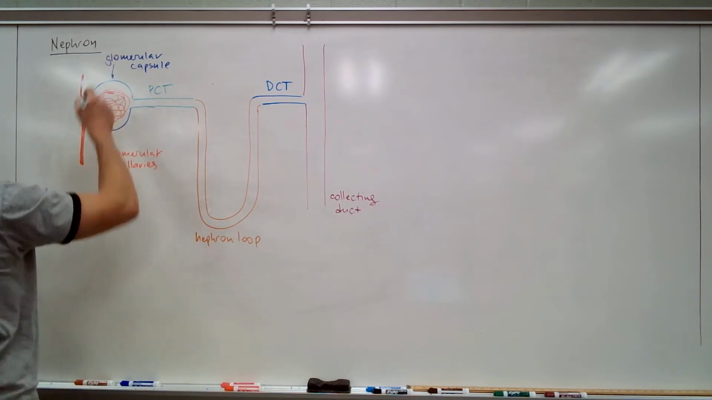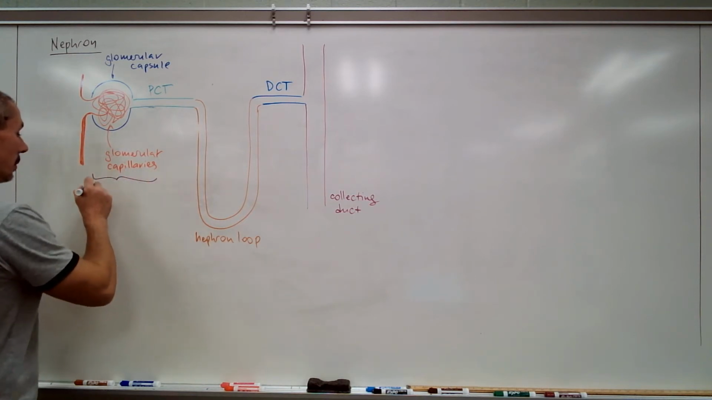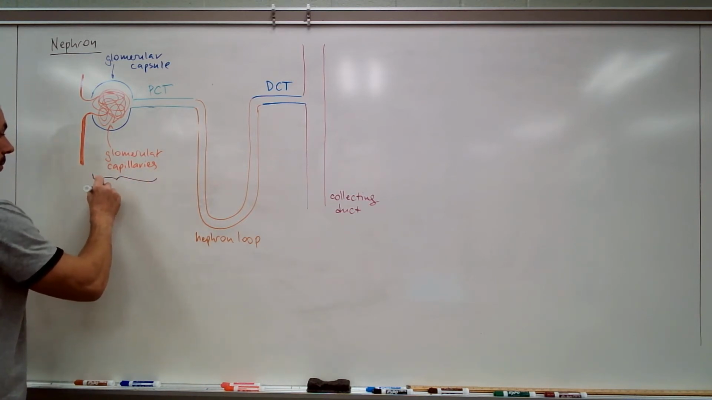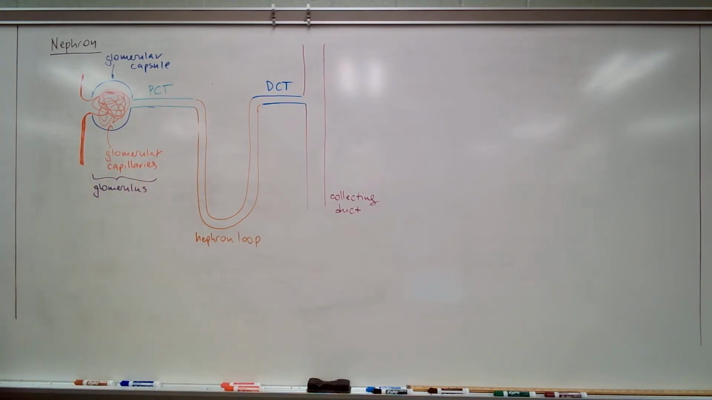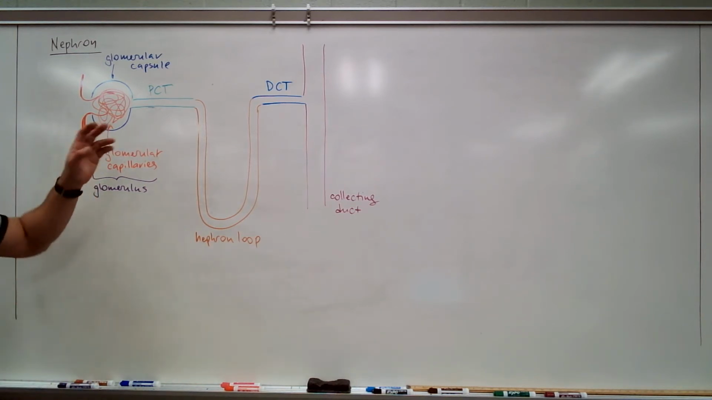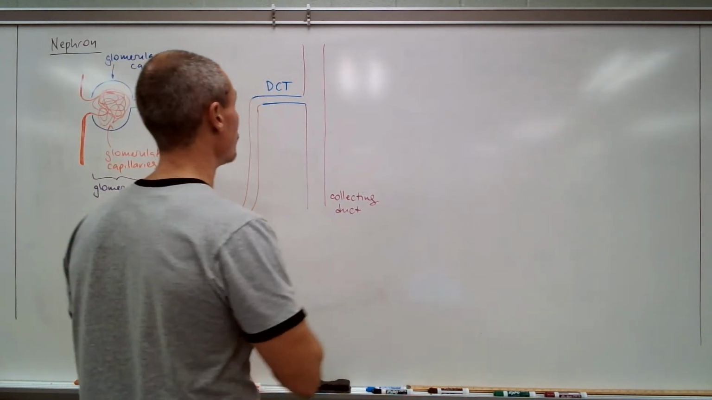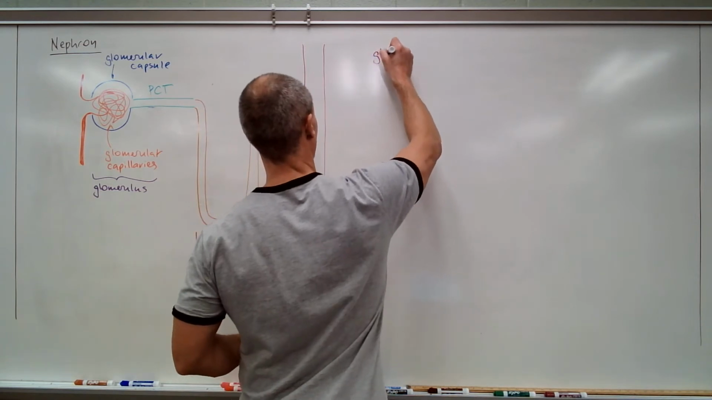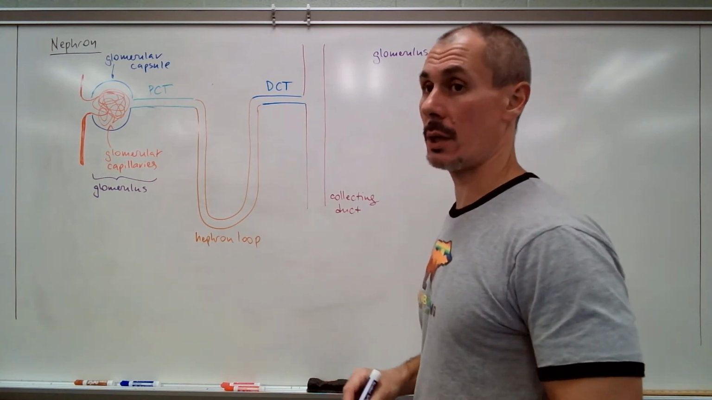Now, as I mentioned before, glomerular capsule and glomerular capillaries together form glomerulus. So what happens at each step? In the glomerulus, the process that occurs here is called filtration.